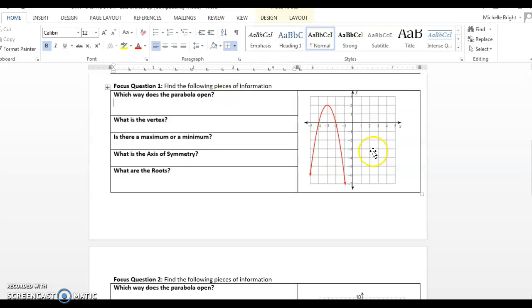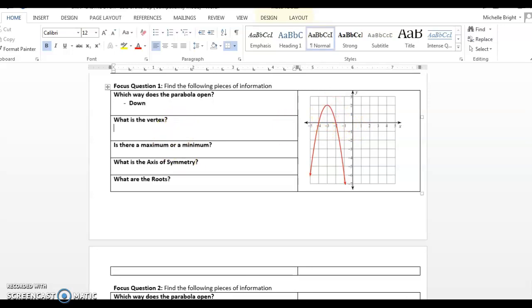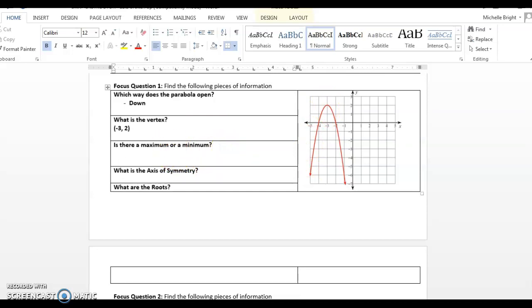Okay, so which way does this open? Again, the sides and the arrows are all pointing down, so this opens down. What's your vertex? Remember, that's where your parabola starts to change, which is right here. So that would be at -3 and 2. Remember, your vertex is always an ordered pair. Do you have a maximum or minimum? Well, where it turns is the top, so we are going to have a maximum.